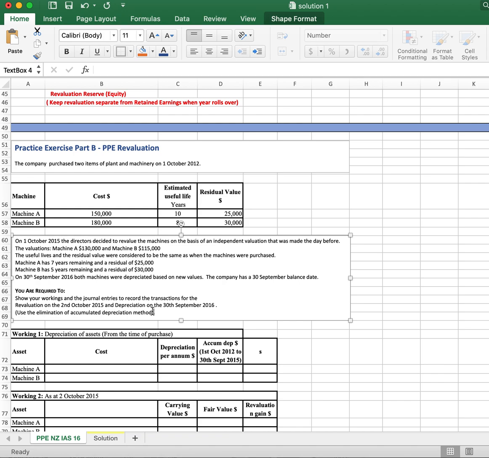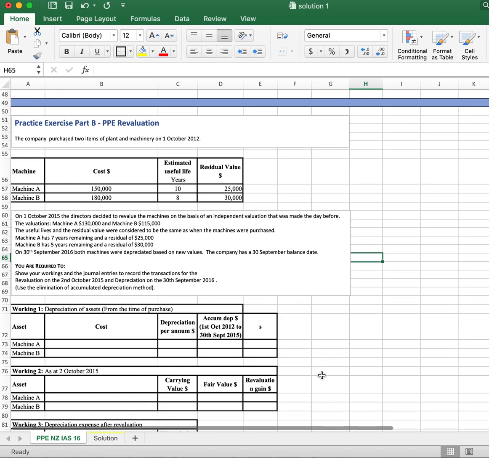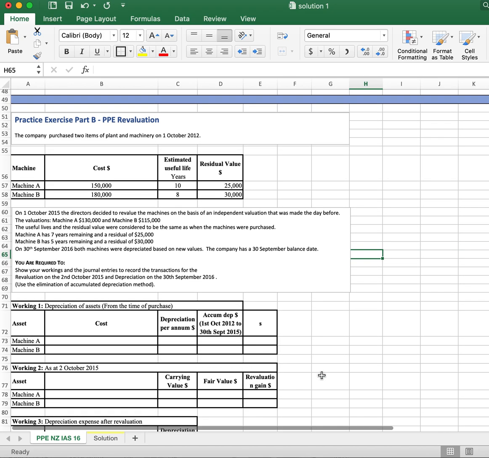Okay. And then you're going to depreciate it on the 30th of September 2016 at the new revalued amount, okay? So you need, again, to get your workings done so you know what to do for the journals. Okay, so there's a little bit of testing your depreciation calculation skills here, okay? So let's start off with the workings.